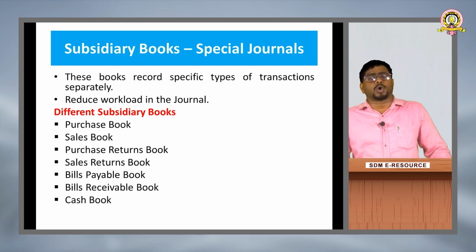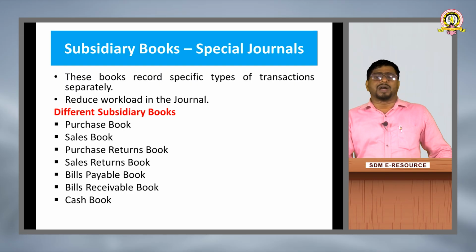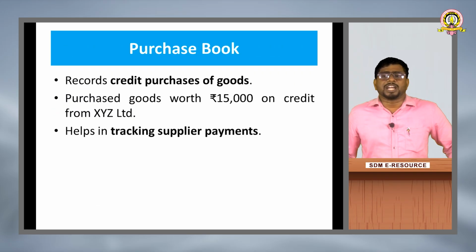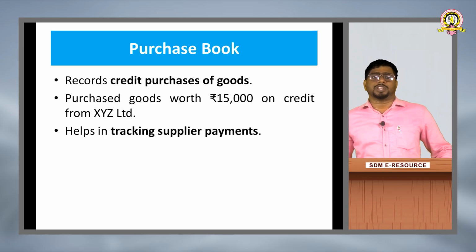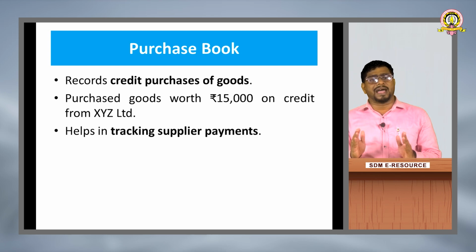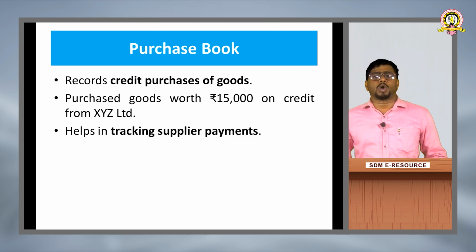Subsidiary books are also called special journals. As per the diagram, different subsidiary books are available: purchase book, sales book, purchase return book and sales return book, bills payable, bills receivable, and cash book. Starting with the purchase book. What do we mean by purchase book? It records only the credit purchase of goods. Remember, cash transactions are not recorded in the purchase book, because for recording cash transactions we have a separate book called the cash book. So in the purchase book, all credit purchases of goods are recorded.